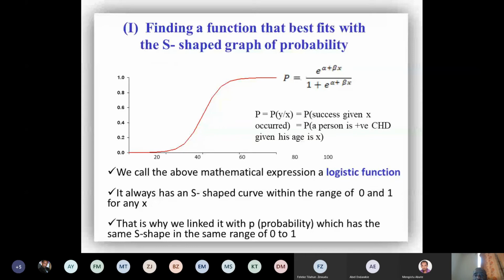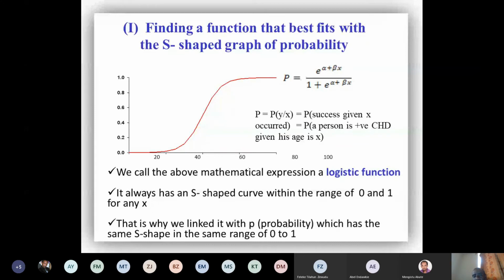So this p can always range from 0 up to 1. If e to the power of alpha plus beta x is close to 0, then 0 divided by 1 is 0. If e to the power of alpha plus beta x is positive infinity, then it is infinity divided by infinity, because if you add 1 to a very large number, it's nothing. The change is very minimal, so it's almost dividing one number by itself. 1 is very small when compared to a large number.